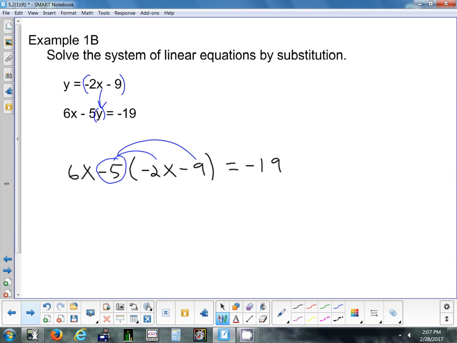I put it in the wrong spot. Oh, the color? I did? Oh, okay.